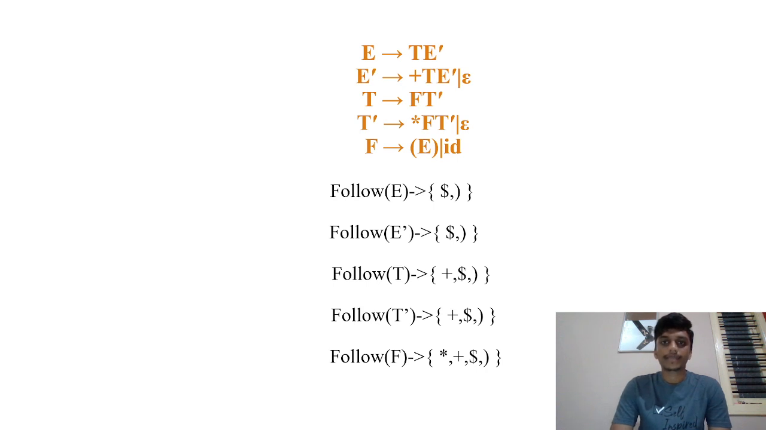Follow of F. We'll check wherever the F is there in the grammar. It is in T tends to F T dash and T dash tends to star F T dash and epsilon. So we have to do union for T and T dash. Follow of F, we'll get the output as star, plus, dollar and close parenthesis here.